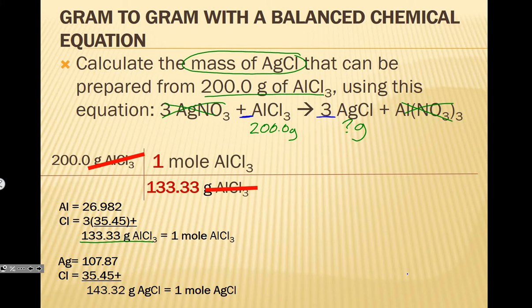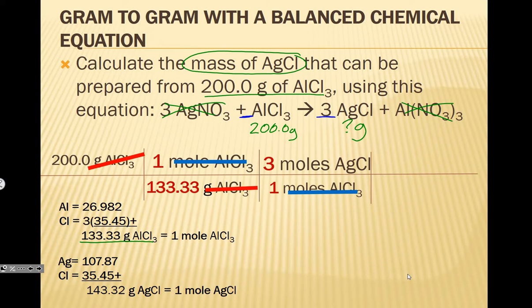Okay, so we want to get rid of aluminum chloride, right? Because we've got it on the top. So this is grams to moles. Now we put the moles on the bottom. So in front of aluminum chloride, there's a 1. So we put that on the bottom. And then we're going to a new mole of something new. So we put this 3 moles of silver chloride on the top. Stop and make sure that cancels out. Okay. Now we're in moles.